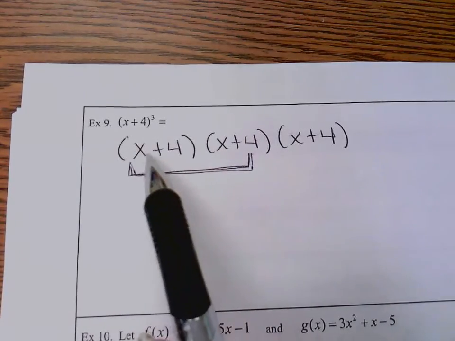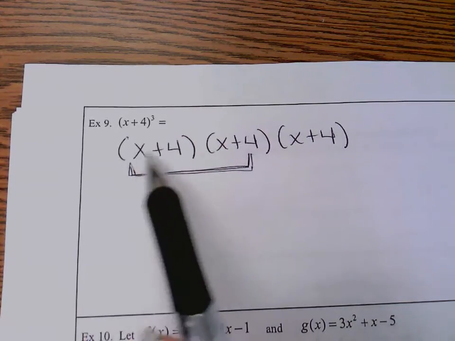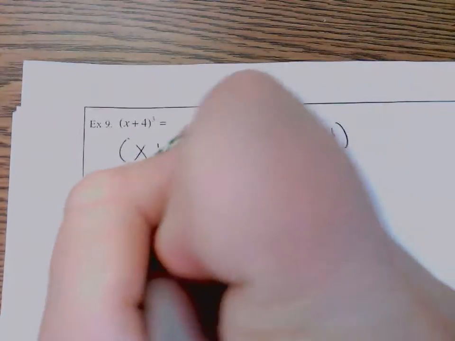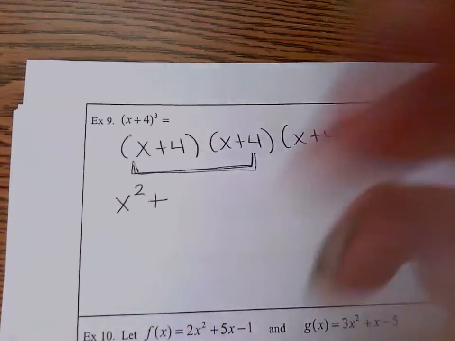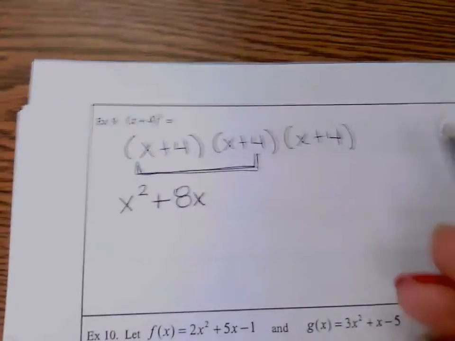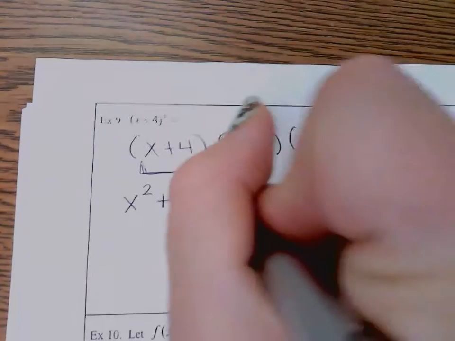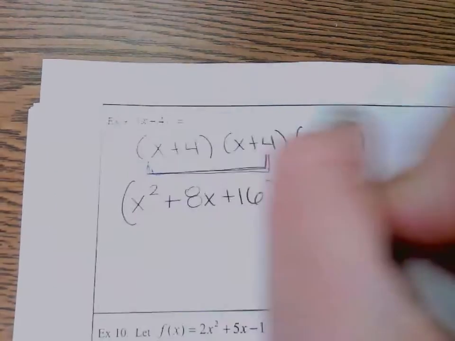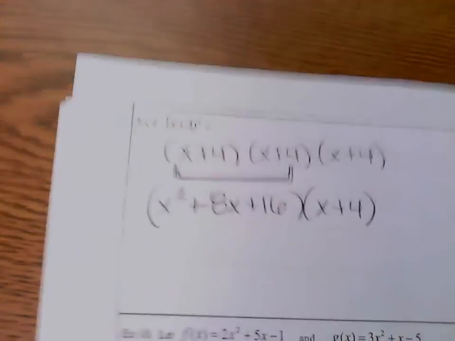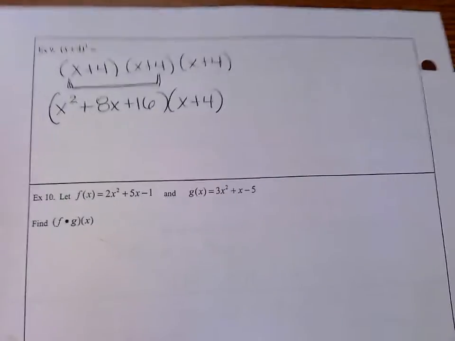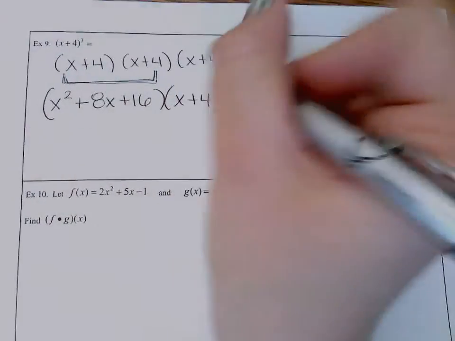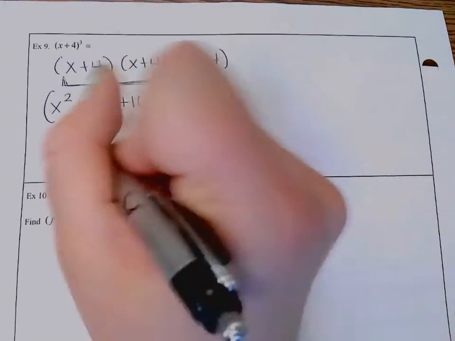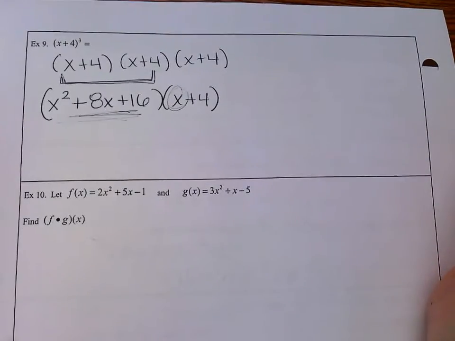So if I FOIL out x plus 4 times x plus 4, I'm going to get x squared. And then it's going to be 4x plus 4x, right? So plus 8x. 4 times 4 is 16, so plus 16. So I still have this x plus 4 over here. Perfect one for the box method now. I just want to show you if you don't want to write out the box, all you want to do is first take these 3 terms and just multiply by x.